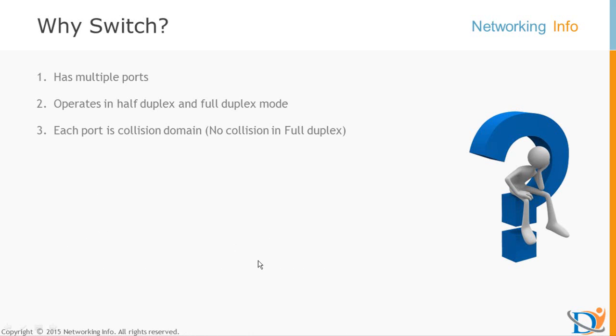Each port is a collision domain. As I described, what is a collision domain? It is the area where collision can occur. So there are a number of areas for one port where the collision can occur. Now, there is no collision in full duplex. That is again the beauty of a switch. If you have a full duplex switch, there is no collision term.